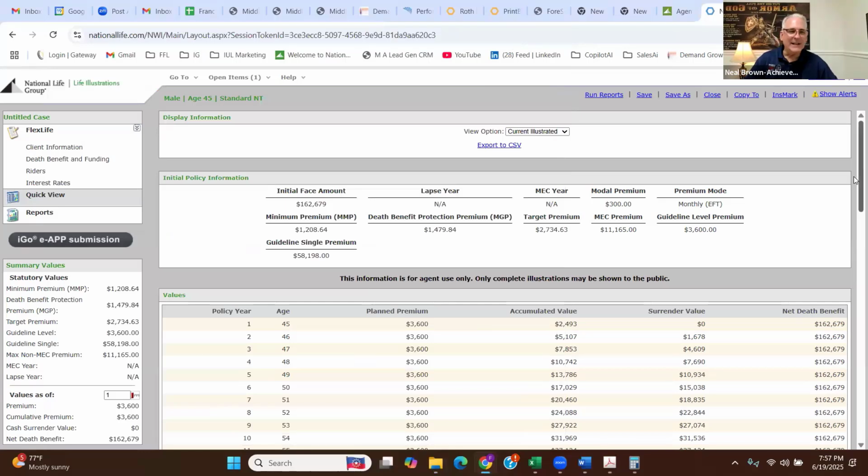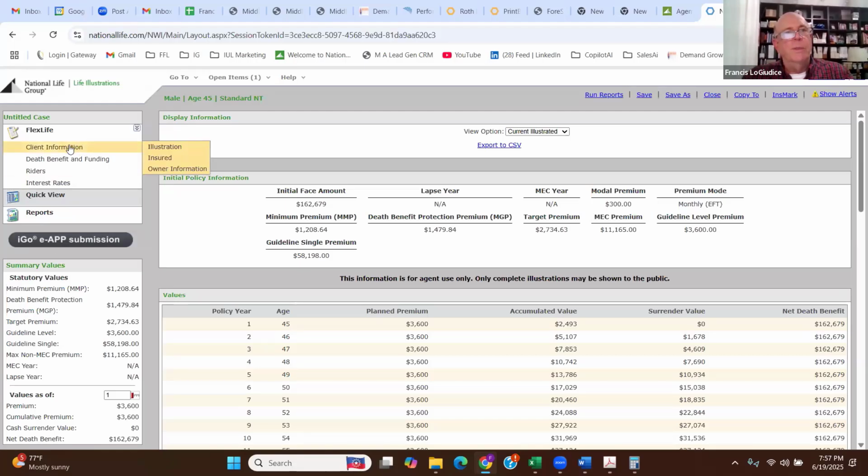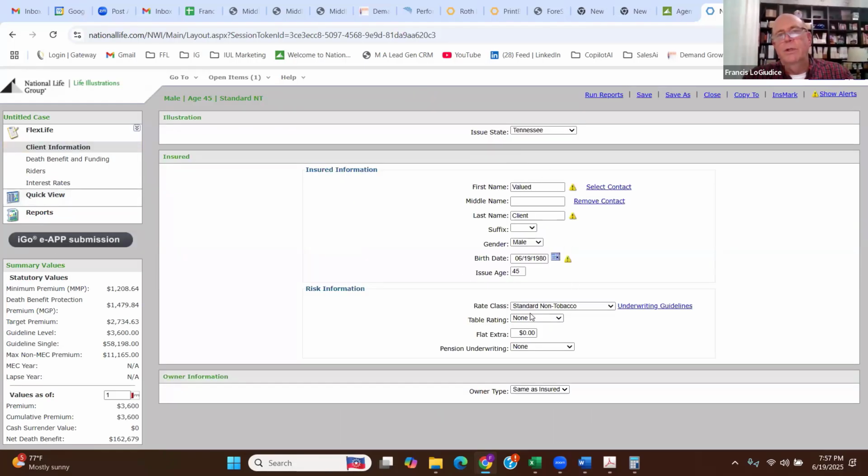Right. And then that little button turns green, and that's where you click on and you go right into the app, and it takes the illustration, matches it into the app, and you write the policy. It is really that simple. And that's why we like National Life Group. I know, a lot of people like F&G, and there's others, and there's some that are simple or whatever, but this one is pretty simple. If this green doesn't show up, that's because there's some issue with your client information. If you see these little yellow things, that's why this e-app's not showing up.